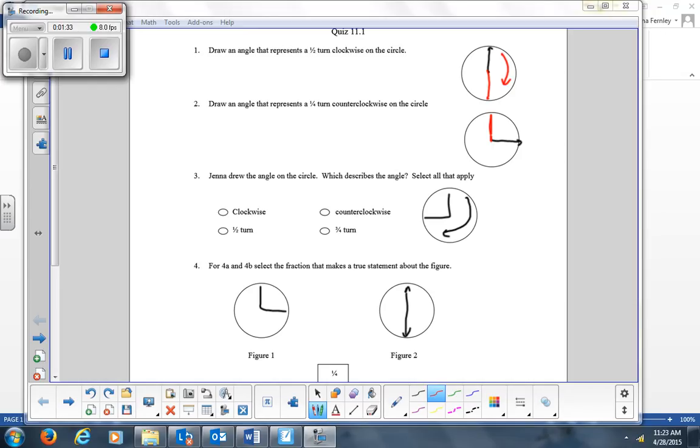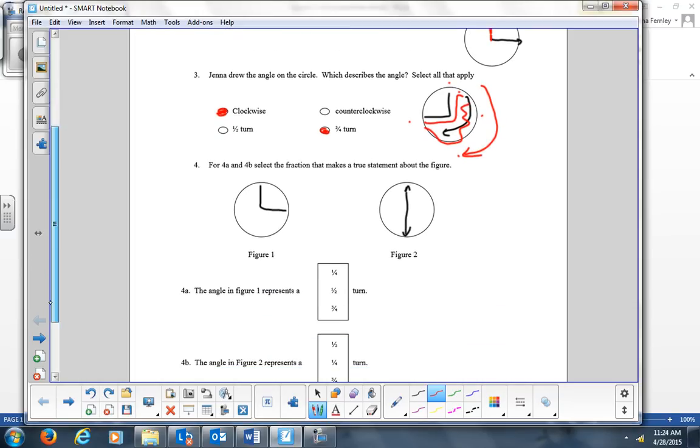All right, Jenna drew the angle on the circle, so this angle right here, this whole area is shaded, which describes the angle. Okay, first of all, which direction am I going in? The arrow is pointing this way. Which direction is that, Trinity? Clockwise, okay, so I'm coloring clockwise. And how many turns is it? Maddox. 3 quarter turns, right? Starts off at a 12, goes to 3, 6, 9. So 3 of them.